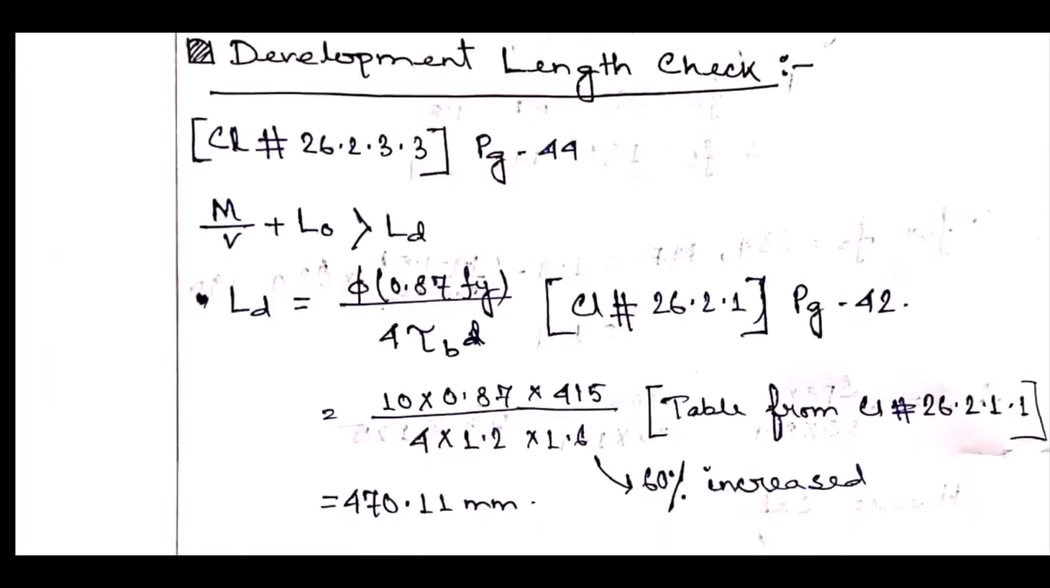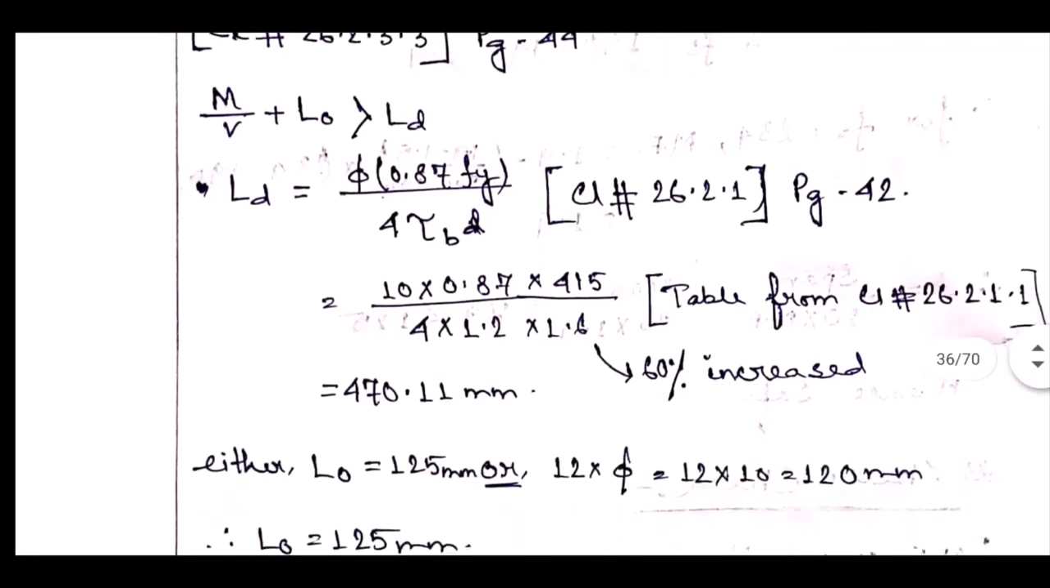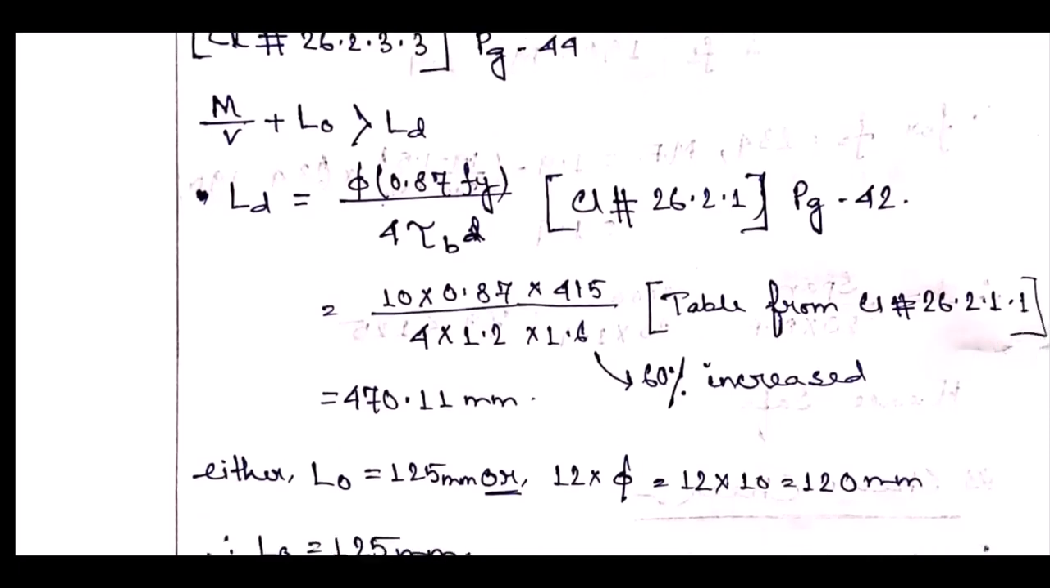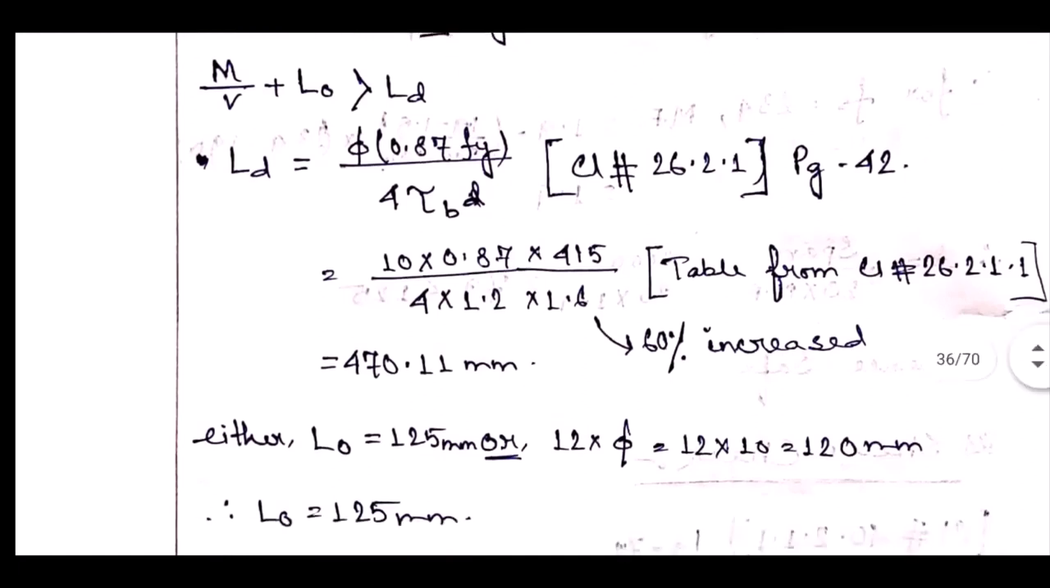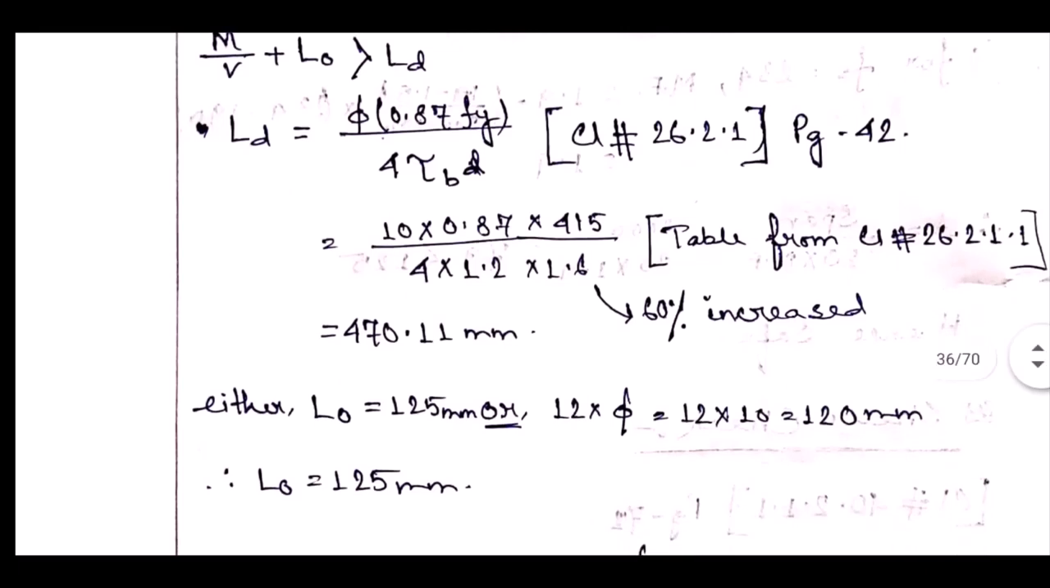So here it is: dia into 0.87 Fy by 4 tau BD, that equals 10 into 0.87 into 415 by 4 into 1.2 into 1.6, that is 60% increased, which we have read just now in the IS code, right? So the value will be 470.11 mm, and L0 is either 125 mm or 12 into diameter, so that is 120 mm. So L0 is 125 mm.